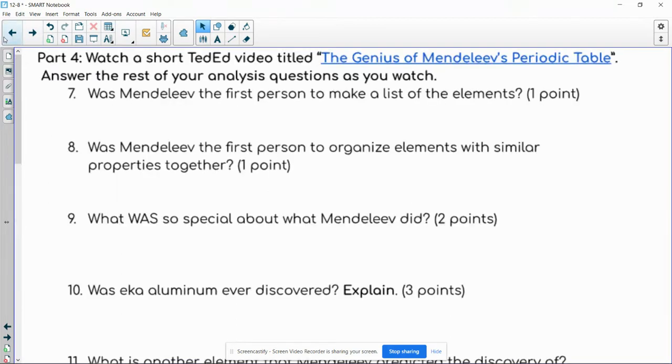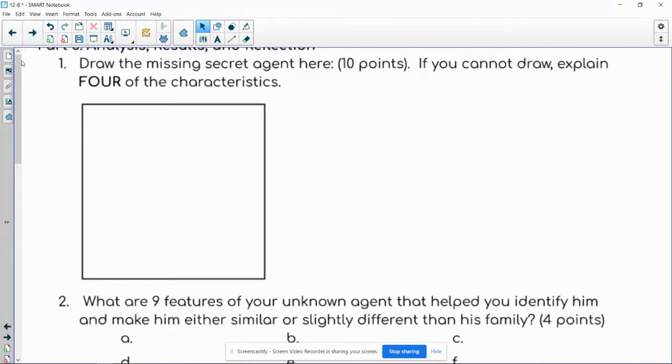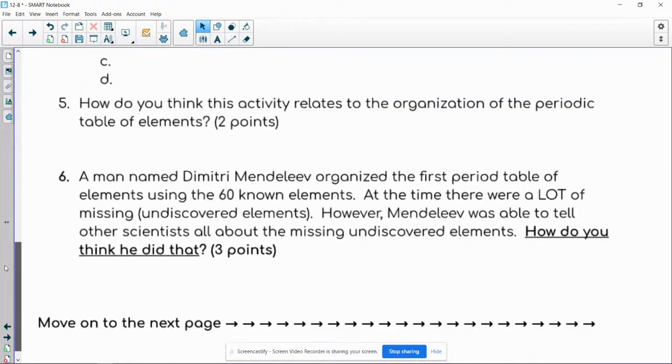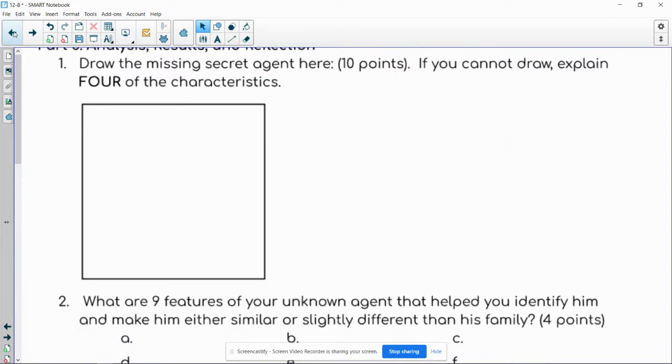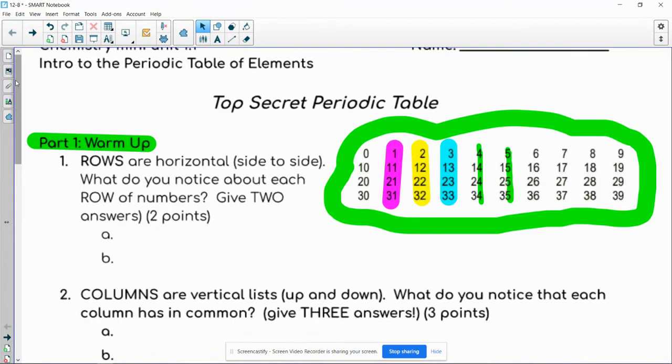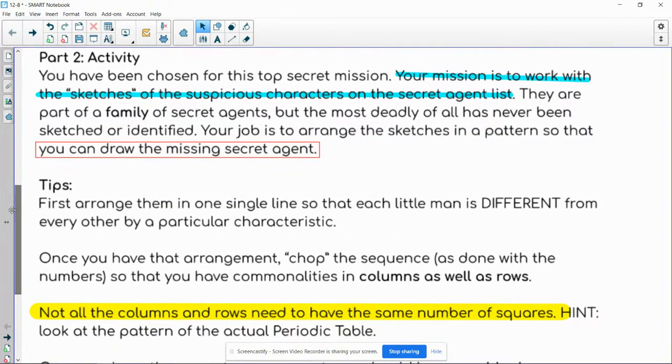And so your directions. Your directions say your mission is to work with those sketches, those pictures that I showed you of those characters, the secret agents. There are 17 different characters, and we need to figure out who the 18th one is. So there's one card missing.